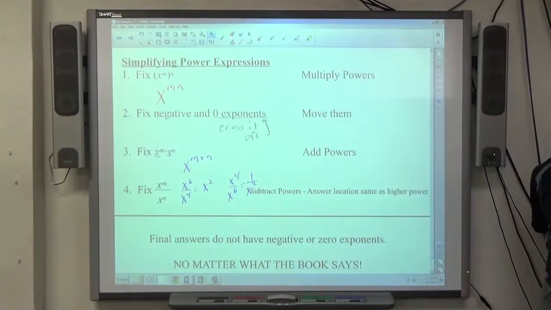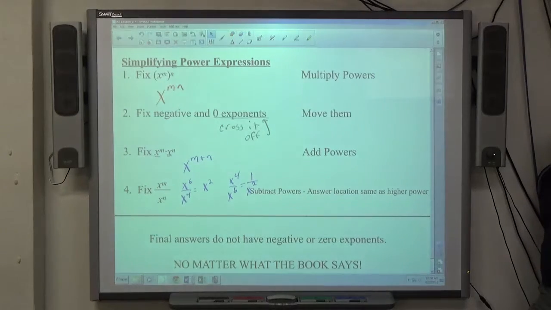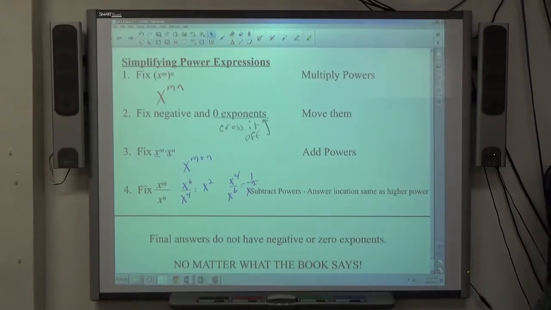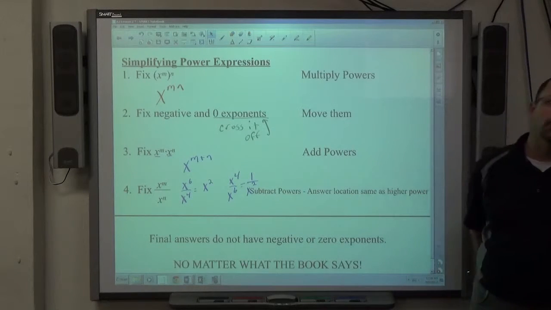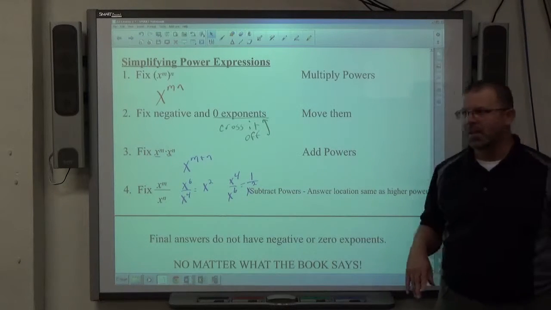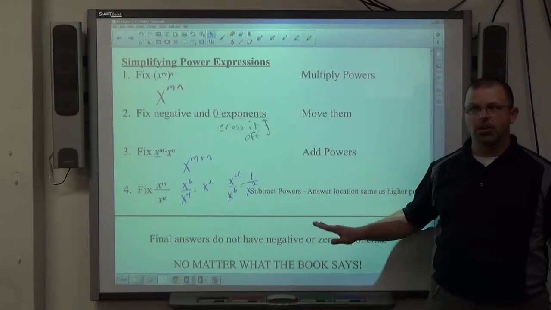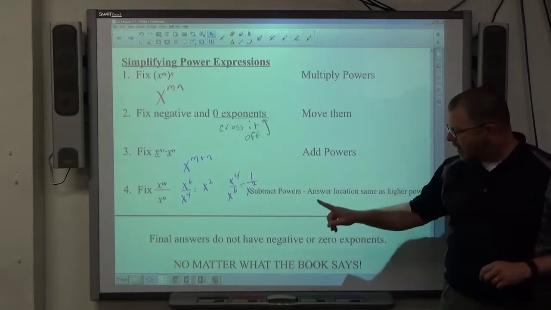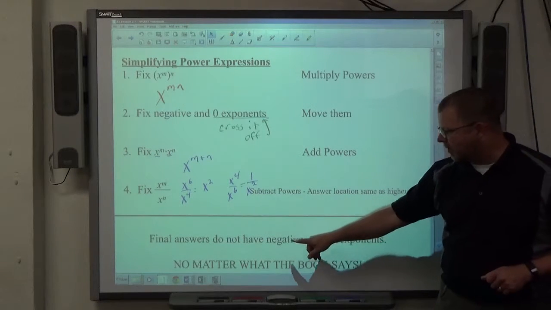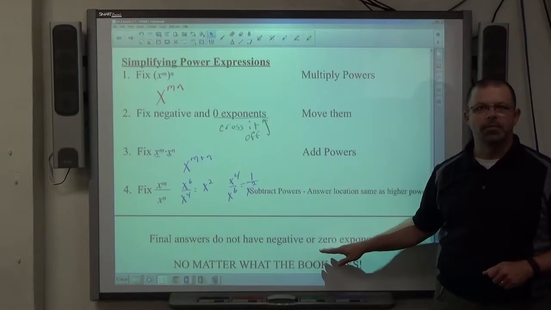And the book, because it thinks that confusing you on these problems is important, asks you to do all kinds of weird things with your answers. Write the answer so that all the powers are negative. Write the answer so that everything's in the numerator. Write the answer for everything in the denominator. Whatever. All right? Whatever the book asks you to do on these problems, your exact directions from me at this point in time and forever is every single final answer has positive powers. No negative or zero powers happening.